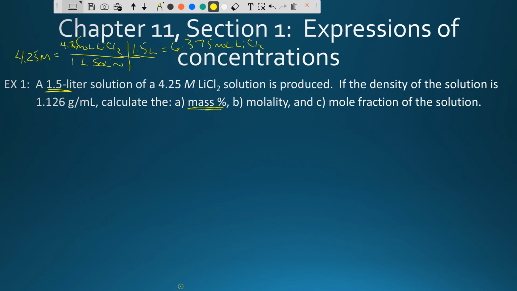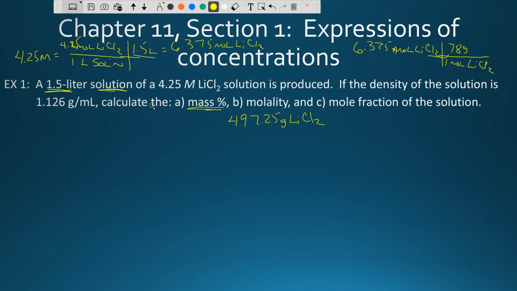Okay, so mass percent, remember we got to convert everything to grams. So if I had 6.375 moles of lithium chloride, and I want to convert that into grams. Lithium chloride, the formula mass, is 78 grams. And so I start out with 497.25 grams of lithium chloride. Okay, that's just 6.375 times 78. So that's my grams of lithium chloride. But I want to find the mass percent. And I have 1.5 liters of entire solution.